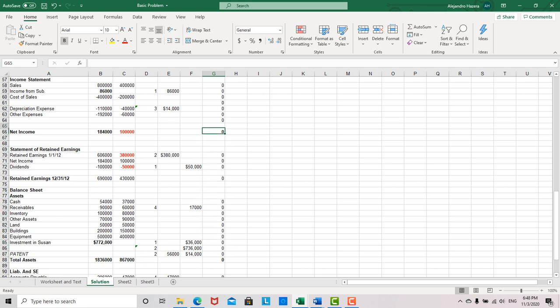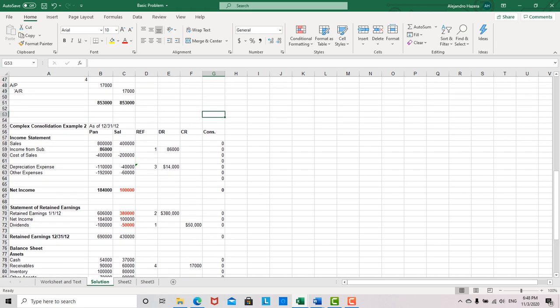Okay, so that's it. So let's go ahead and start adding across. Remember the process of finishing consolidation. Add across. When you finish the income statement, work down, put it in the statement of retained earnings. When you've got your statement of ending retained earnings, put it down your balance sheet. So let's go ahead and add up.